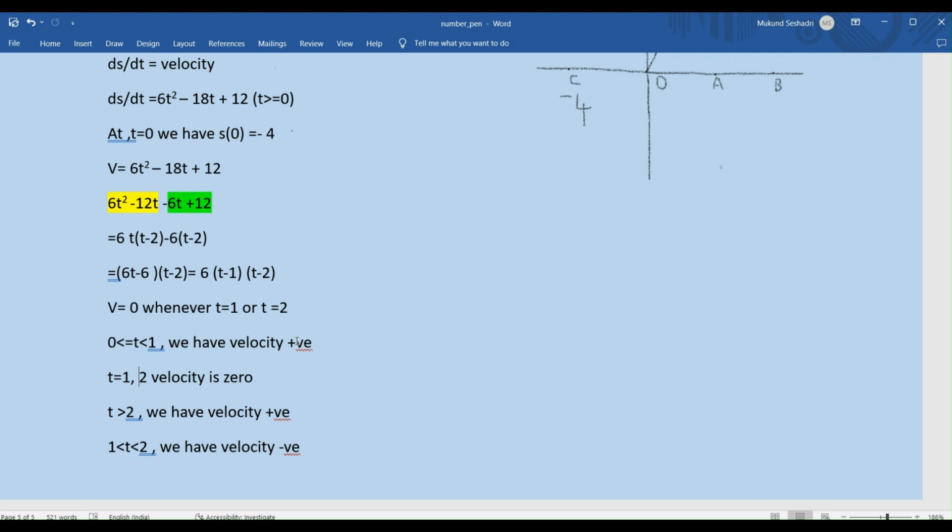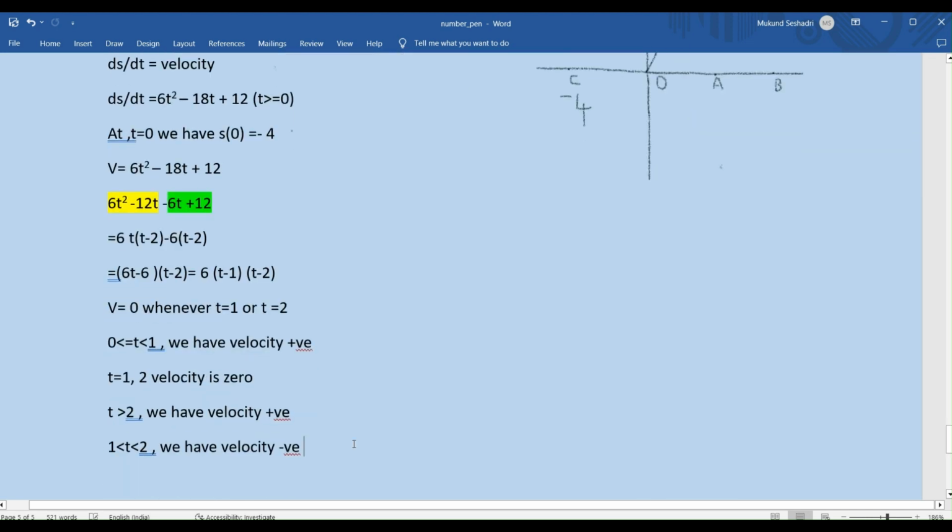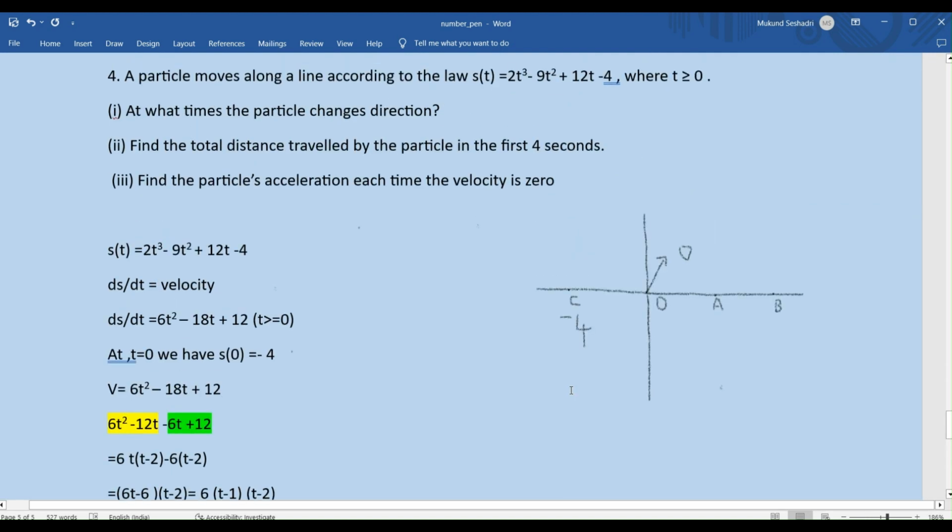And in between 1 and 2, you've got t minus 1 positive and t minus 2 negative. So you have the velocity is negative, right? And whenever t is greater than 2, you've got both the factors t minus 1 and t minus 2 positive, and therefore the velocity is positive, right? So the answer to the first question, at what times the particle changes direction, is this. This is where the particle changes direction, right?